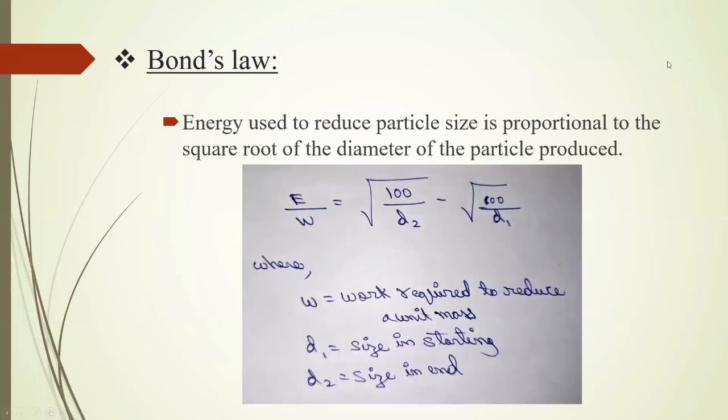And the third law is Bond's law. It states that the energy used to reduce the particle size is proportional to the square root of the diameter of the particle produced. मीन्स एक पार्टिकल को साइज रिड्यूस करने के लिए कितना एनर्जी पड़ेगा वो डिपेंड करता है किस पे, डायमीटर ऑफ द पार्टिकल प्रोड्यूस.